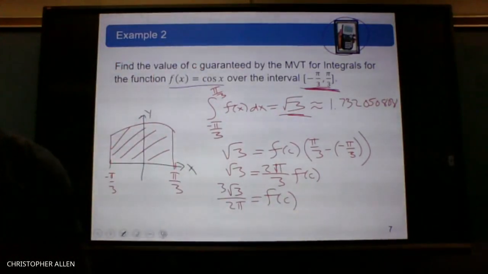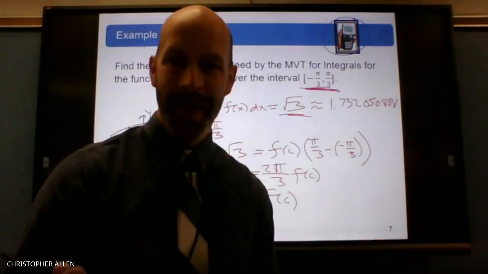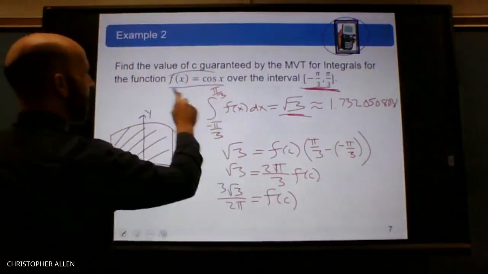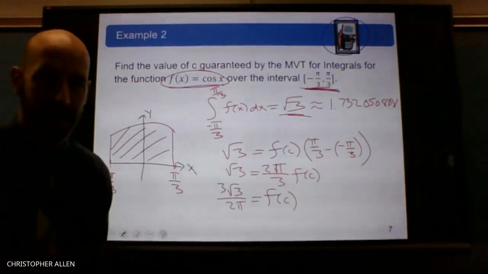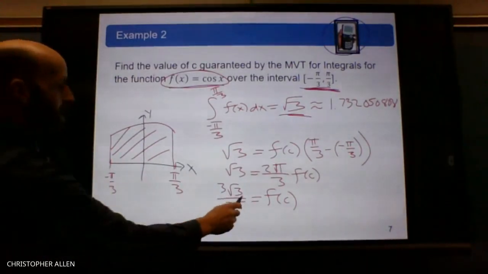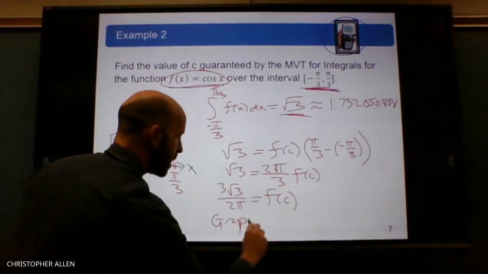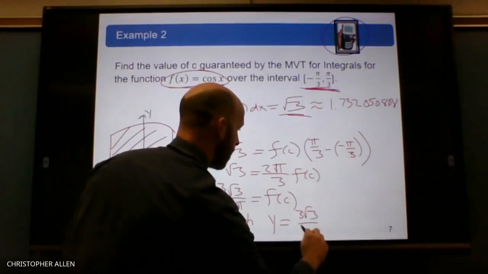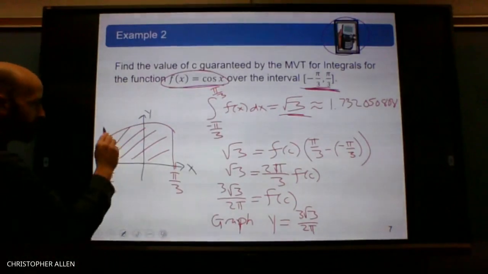Anyways, things are getting kind of ugly here, aren't they? So what do you do? I'll tell you what you do. You graph this function with your graphing calculator, which is exactly what I did. And then guess what you do? You will graph the line y equals 3 radical 3 over 2 pi. And it's going to give you a horizontal line that looks something like this.